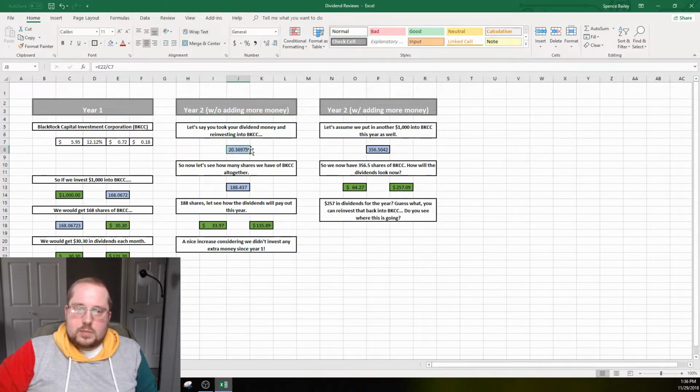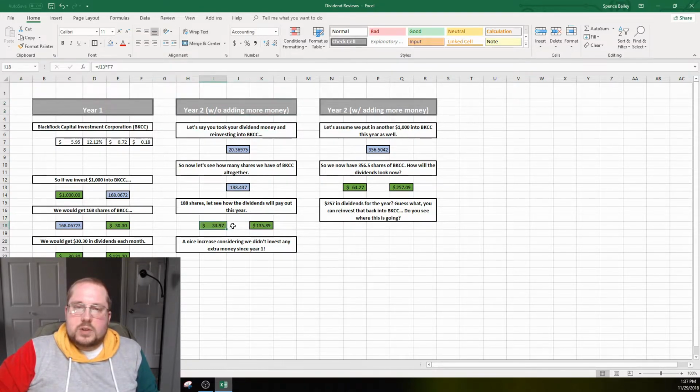So with those extra dividends that we earned, the $121.20, we could purchase about a little over 20 more shares of BlackRock. Cool. So let's add that to the 168 shares we already have. Now we have 188 shares, or a little over 188 shares of BlackRock. Okay, awesome. Let's see what that would look like after year two.